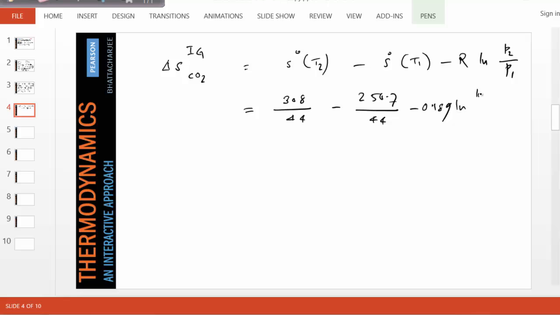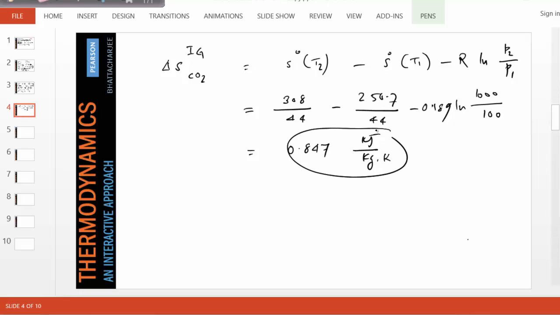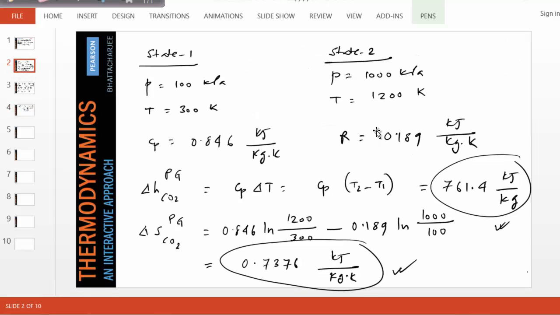.189 thousand by 100 kPa, and that turns out to be approximately 0.847 kilojoule per kg Kelvin. Okay, so let us notice that the value of entropy change is not as bad as in the PG model.